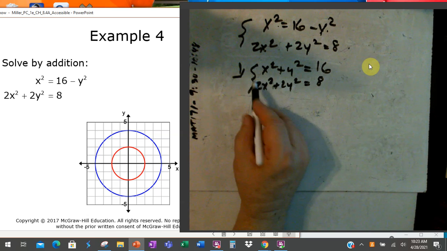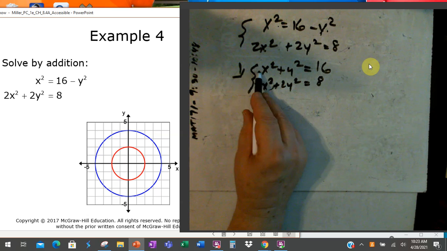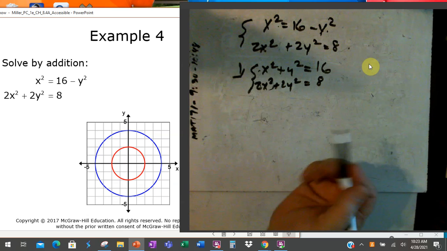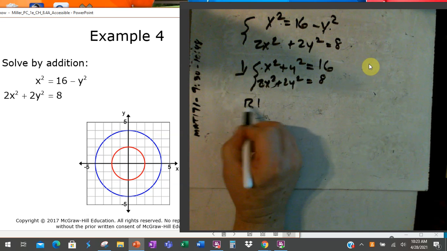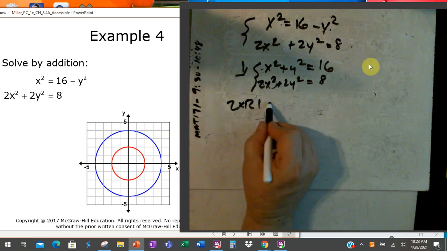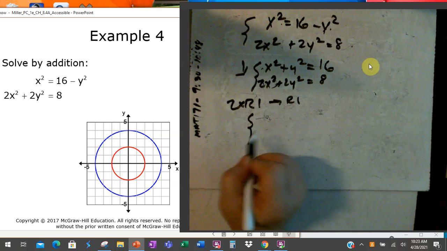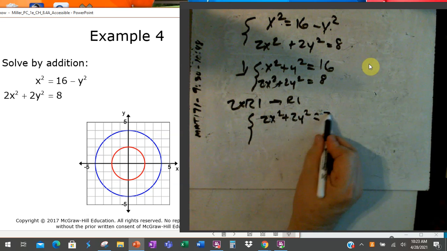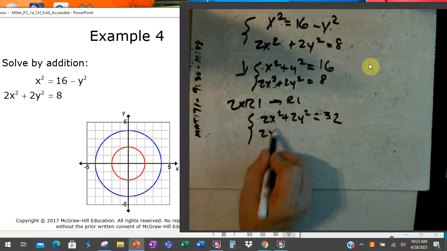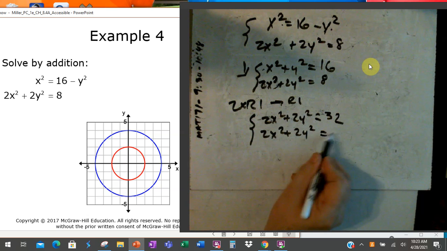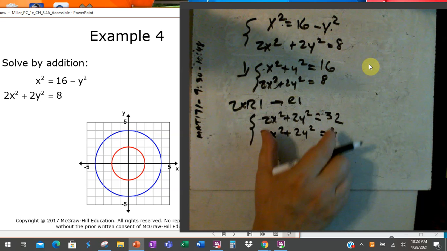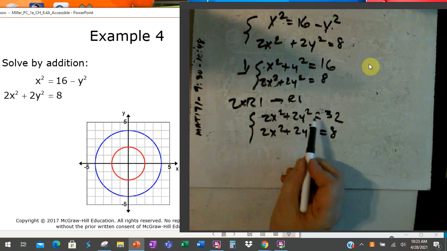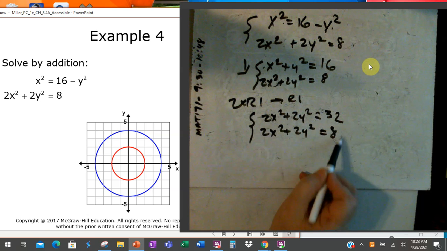So I'm going to multiply this thing by 2. I'm just focused on my x squared. I would like to get rid of one of these things, so I'm going to make this 2. It's easier to do because I just multiply by 2. So row 1 times 2, that's my new row 1, looks like 2x squared plus 2y squared. 2 times 16 is 32. And then I have my 2x squared plus 2y squared is equal to 8. It looks like there's going to be a problem right there, right? Is 2x squared plus 2y squared 32 or equal to 8? This is the same thing.